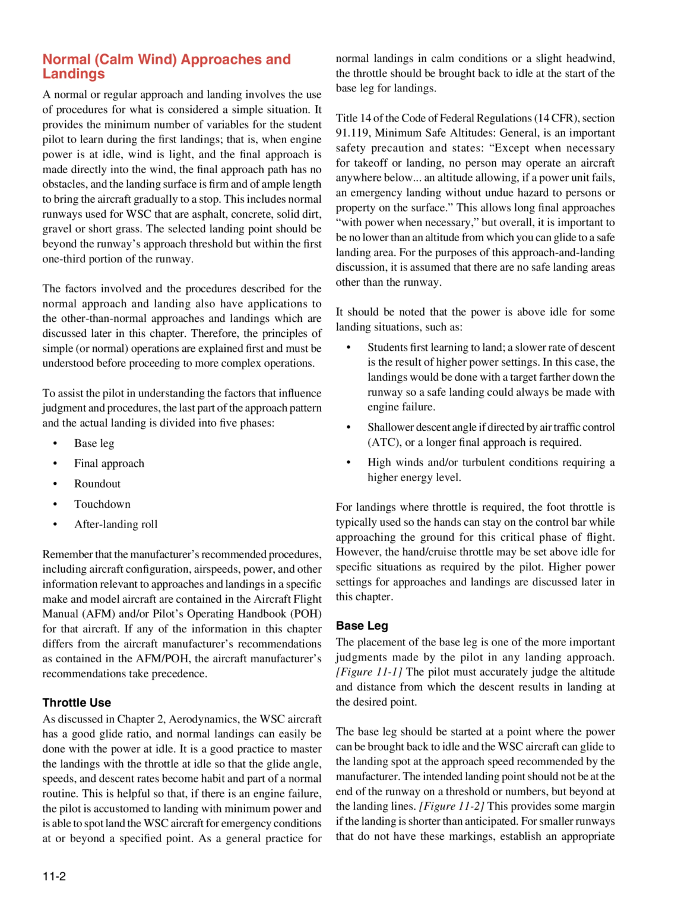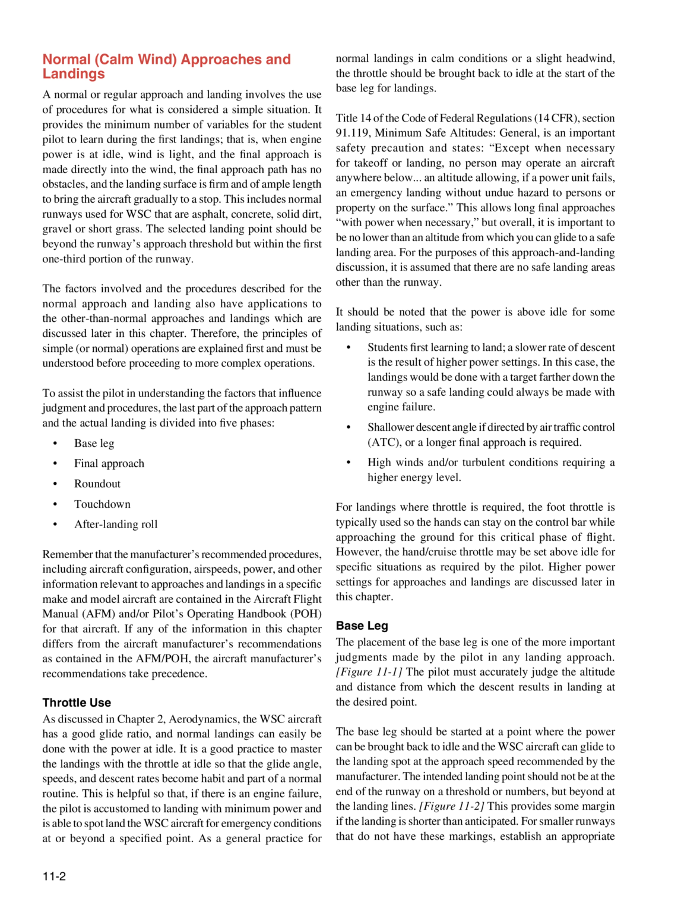Title 14 of the Code of Federal Regulations, 14 CFR, Section 91.119, Minimum Safe Altitudes, General, is an important safety precaution and states: except when necessary for takeoff or landing, no person may operate an aircraft anywhere below an altitude allowing, if a power unit fails, an emergency landing without undue hazard to persons or property on the surface. This allows long final approaches with power when necessary, but overall, it is important to be no lower than an altitude from which you can glide to a safe landing area.